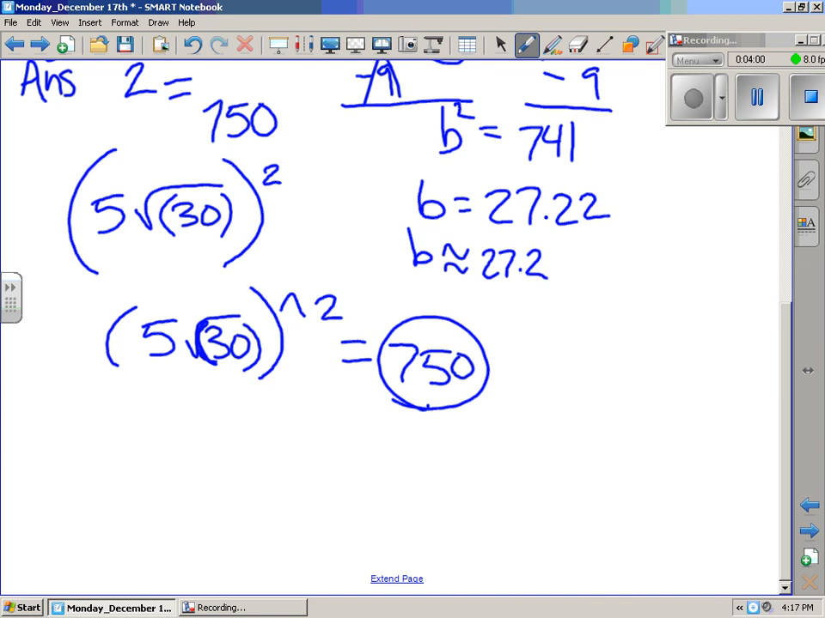So that's something for you to practice on your calculator. But again, the answer to this is approximately 27.2.